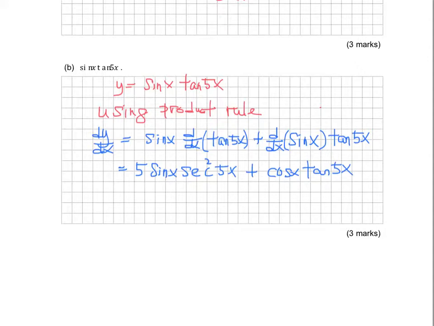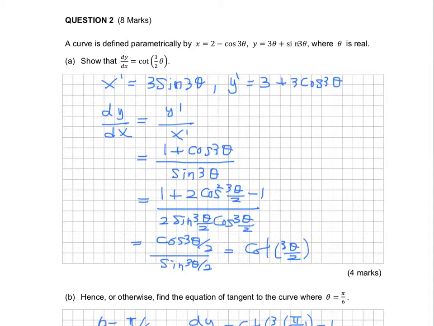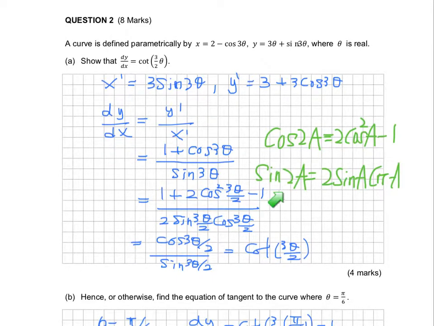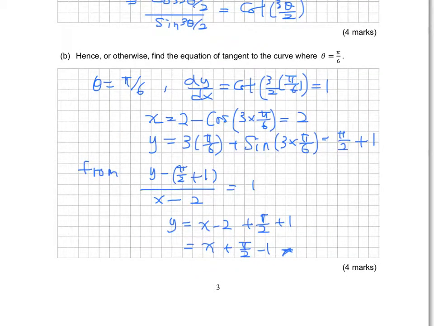Okay, the next question. The key part to prove this is actually somewhere right here, and just use the double angle identity. As you can see here, cos 2A equals 2 cos squared A, subtract 1. So what we have done is just treat the 3 theta as A, and you do this. And do the same for sine 3 theta, using sine 2A equals 2 sine A cosine A. That identity will help you to work with sine 3 theta and eventually get you to the cotangent.